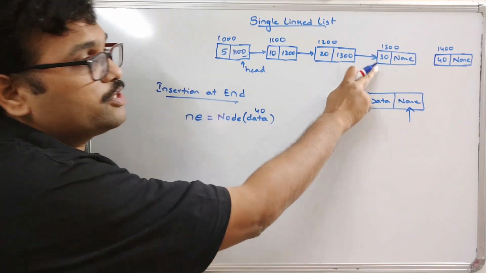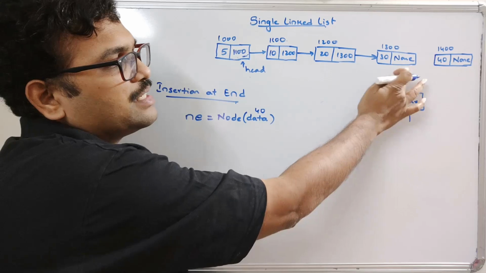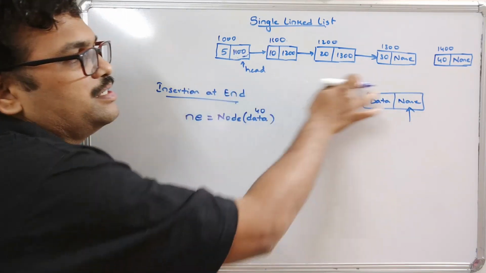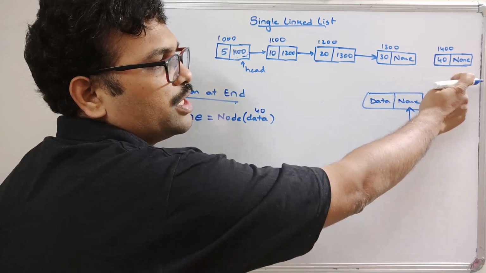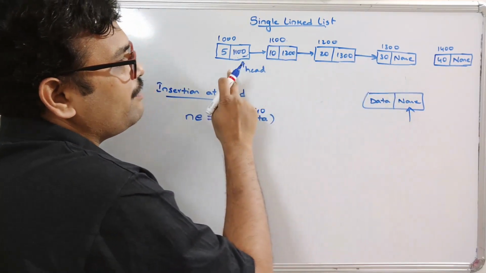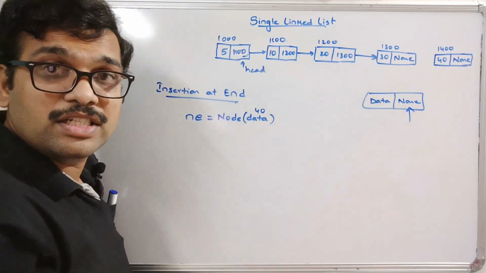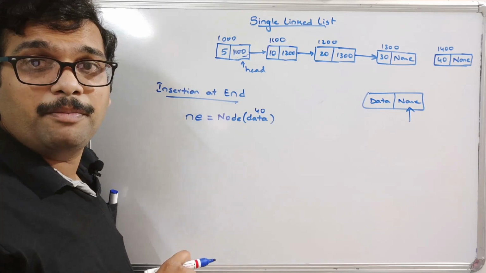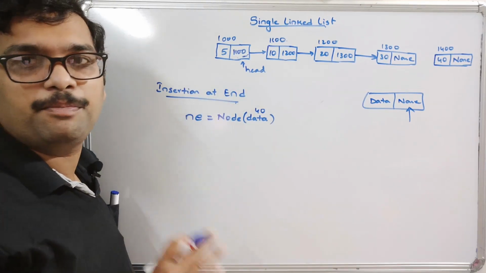For getting this previous node, we need to travel from the first element to the last element, because this is a linked list. We have not established the connection from the last node to the new node. So we need to travel from the first element to the last element, and one more thing we need to remember is we should not change the head position.